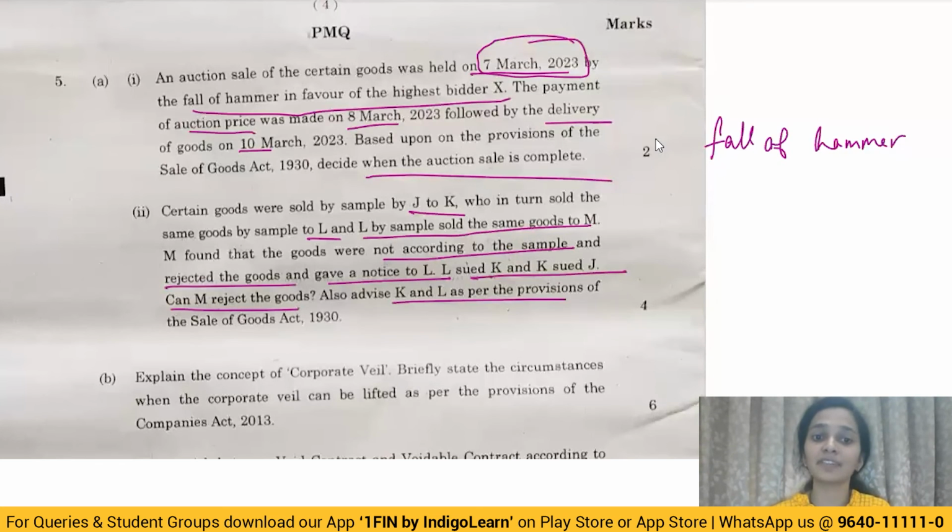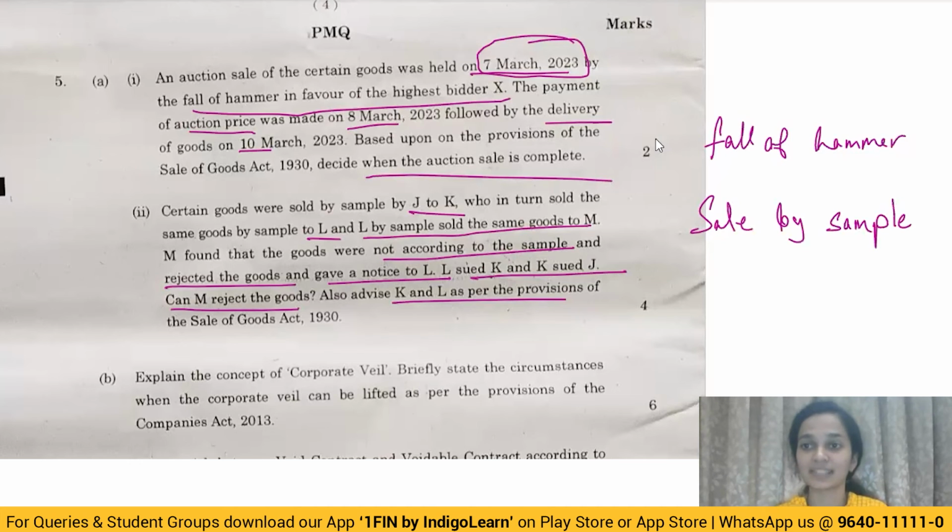So M can definitely reject the goods. Why? Because this is a case of sale by sample. And as you all know that in case of sale by sample, the bulk should correspond with the sample in quality. And since that has not taken place here, M definitely has the right to reject the goods. That is how you had to answer. This question is based on sale by sample, implied condition of sale by sample.